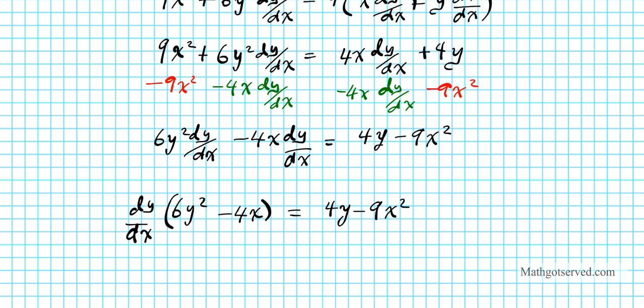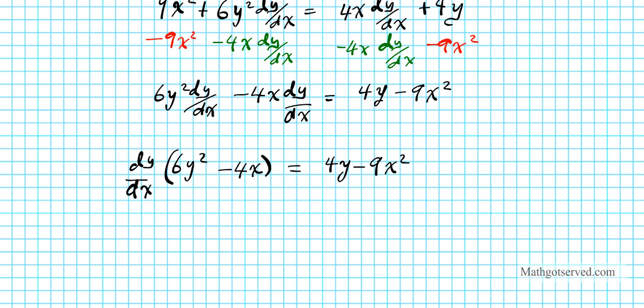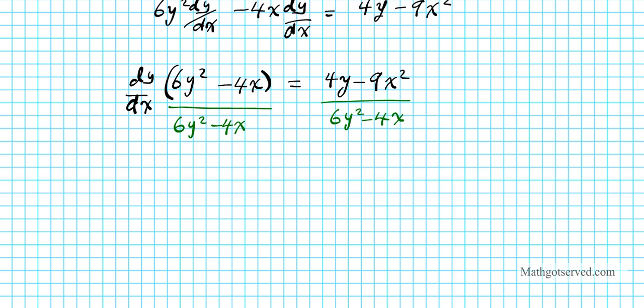All right, so to finally isolate dy/dx and find the slope, I'll divide both sides by 6y squared minus 4x. Okay, so dy/dx is going to be equal to 4y minus 9x squared over 6y squared minus 4x. So this function helps me calculate the slope of my curve at any point, okay?